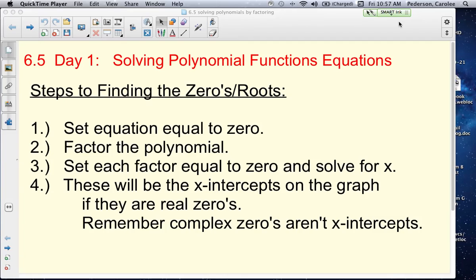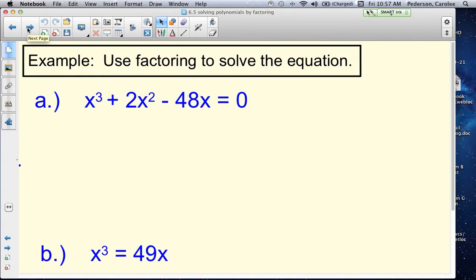Sometimes when we solve for x, we get complex zeros, numbers that are imaginary numbers. Those will not be x-intercepts for our graph. So let's go ahead and do some problems. Go ahead and write this example down.